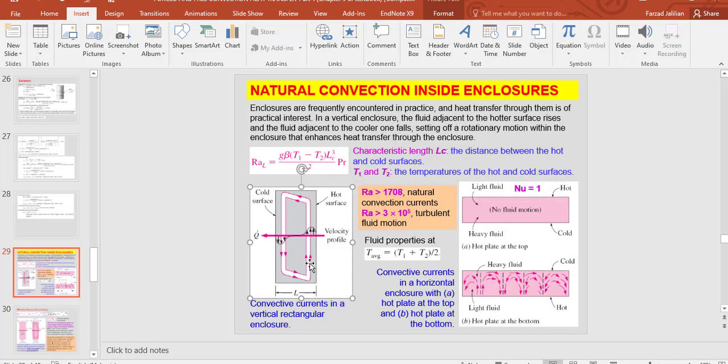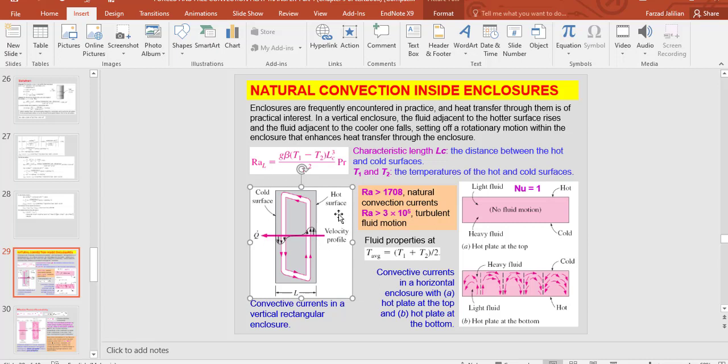So we should first check if we have a natural convection current or not. We should calculate the Rayleigh number. If it is higher than 1700 something, we have this natural convection current, so we will have convection heat transfer. If it is lower than that, the motion of the fluid is not enough to have heat transfer by convection. And also, if the Rayleigh number is higher than 3 times 10 to the power 5, this fluid flow is turbulent.